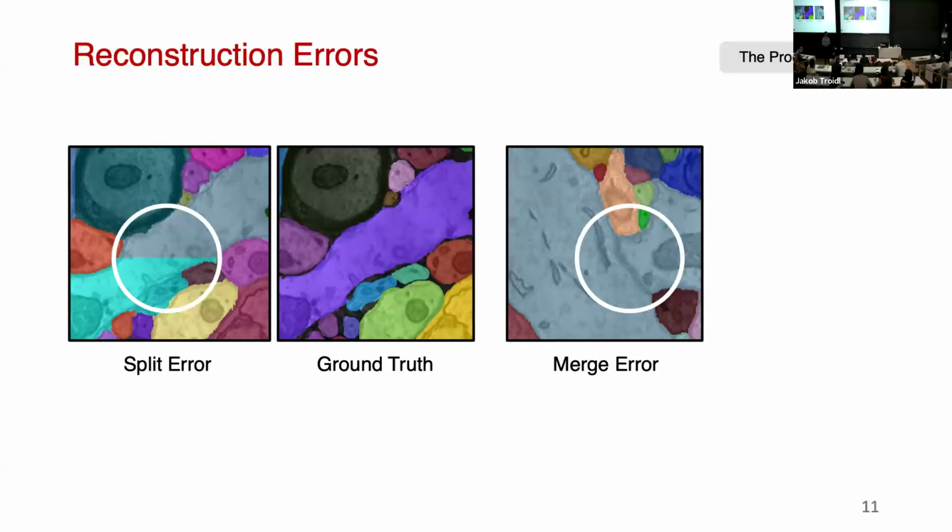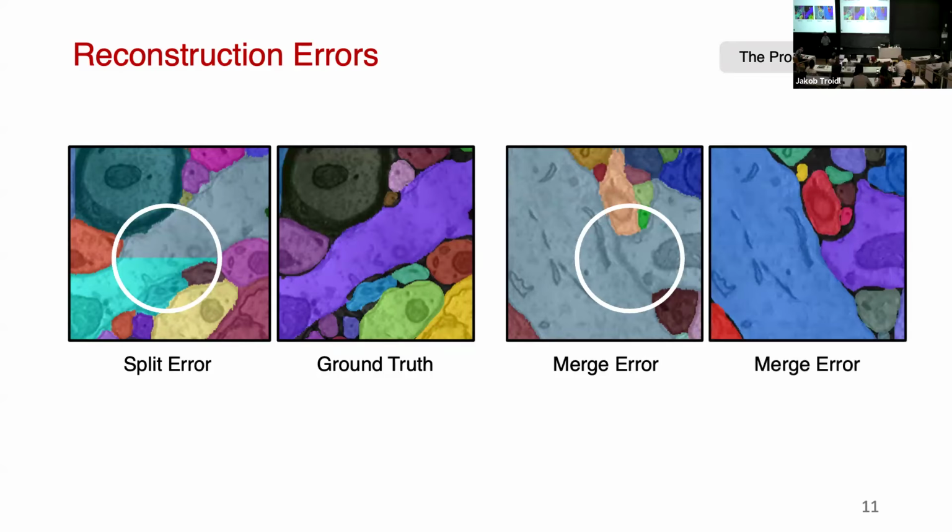The second type of error is called a merge error. For this type of error, in order to correct it, we need to split those two segments apart such that they accurately reflect the neural anatomy.